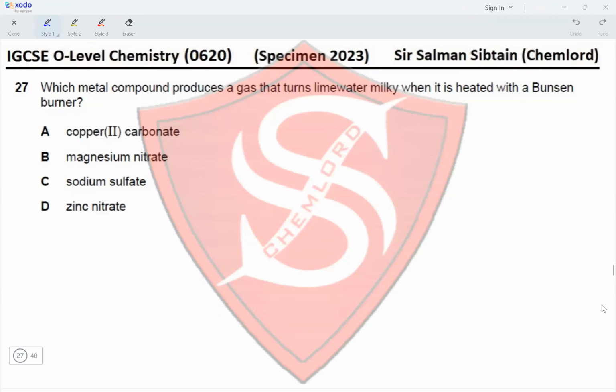Question 27. Which metal compound produces a gas that turns lime water milky when it is heated with a Bunsen burner? So this should be a carbonate. A has copper carbonate, B has magnesium nitrate, C has sodium sulfate, D has zinc nitrate. Since A is the only salt having a carbonate ion in it, this makes option A the correct option for this question.